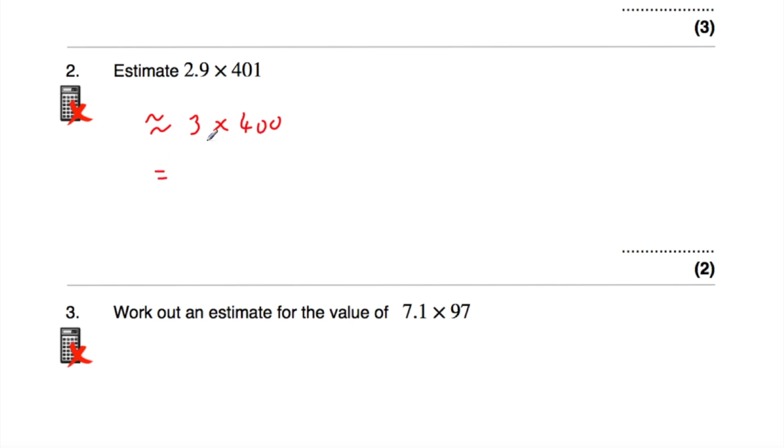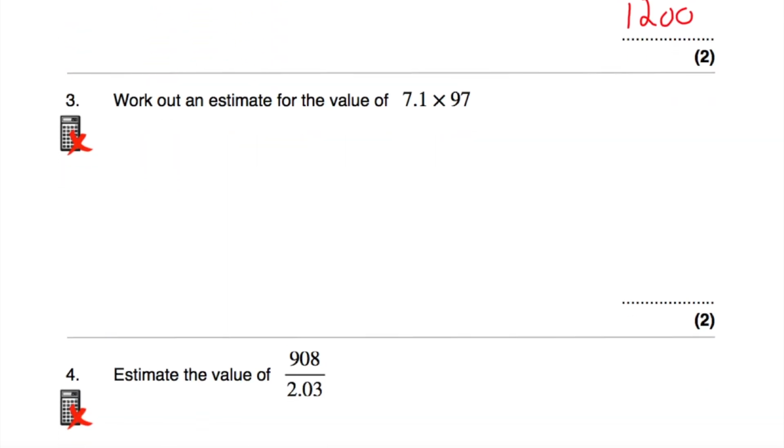And then if we work out 3 times 400, well, 3 times 4 is equal to 12, and then we've got 2 zeros. So that's equal to 1,200. So our estimate is 1,200. And that's it. We've estimated the value of 2.9 multiplied by 401 to be 1,200. And let's just check that. If we do 2.9 multiplied by 401, the answer is equal to 1,162.9. So 1,200 is pretty close to that.